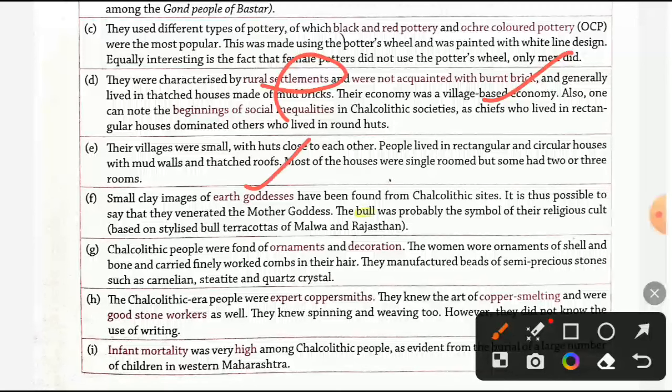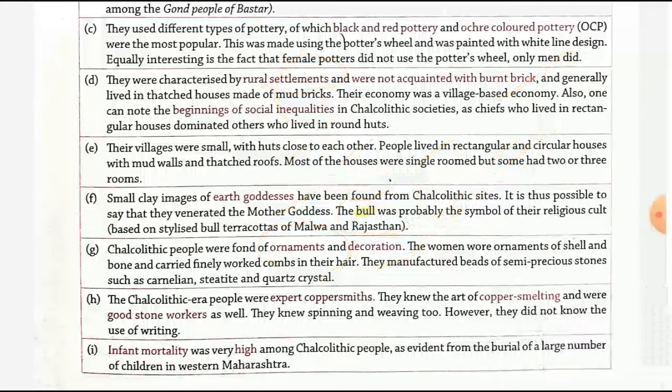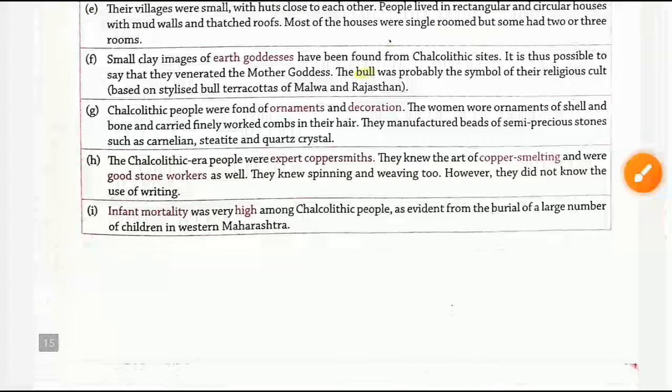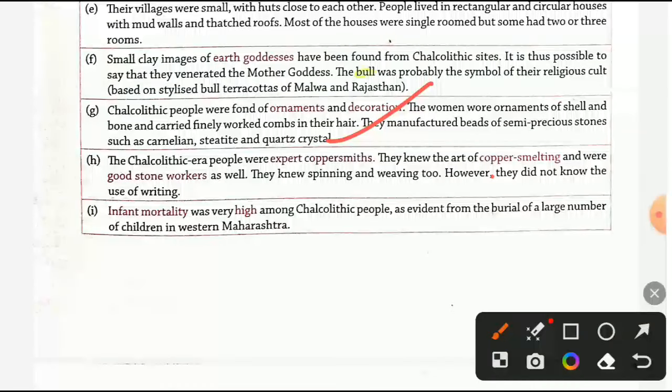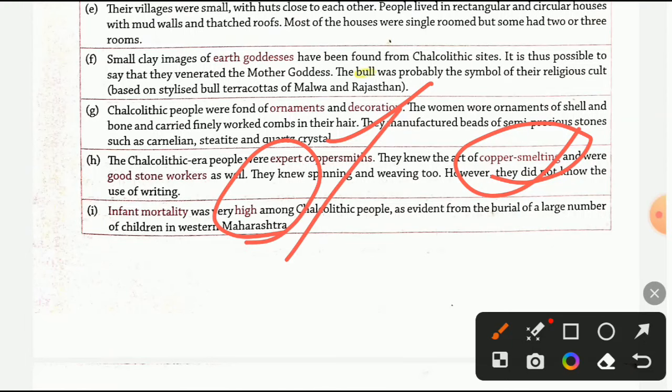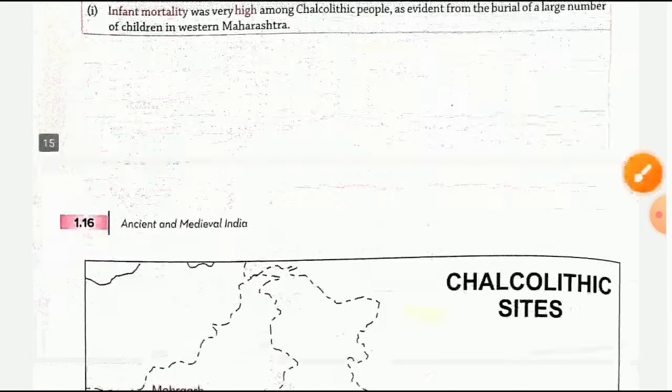Small clay images of earth goddesses have been found in the Chalcolithic. Earth goddesses, that is mother goddesses. The bull was probably the symbol of their religious cult. Important: Chalcolithic people were fond of ornaments and decorations. Chalcolithic people were expert coppersmiths. They knew the art of copper smelting. Infant mortality was very high in the Chalcolithic age.